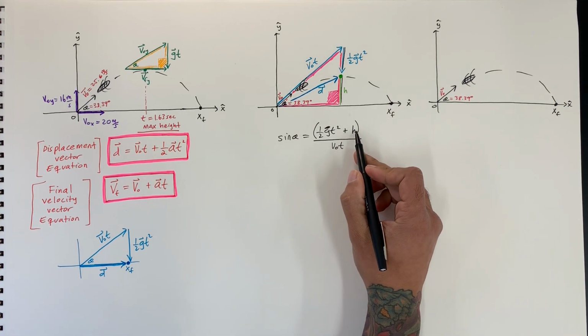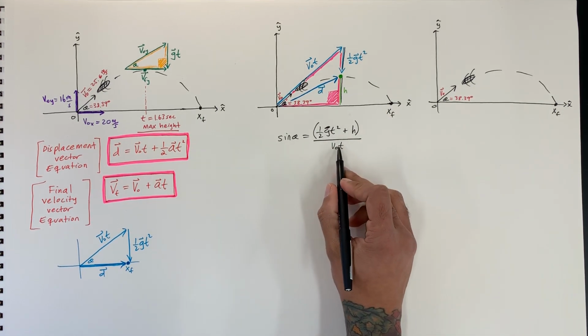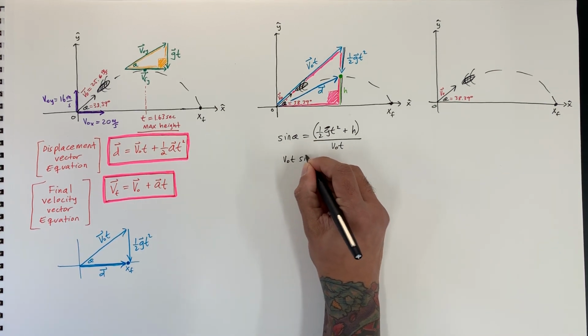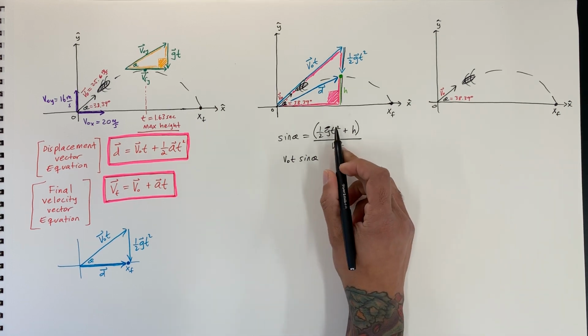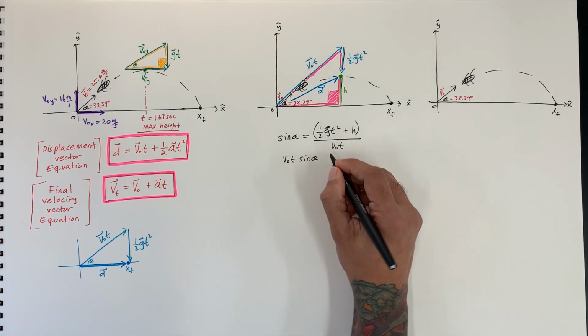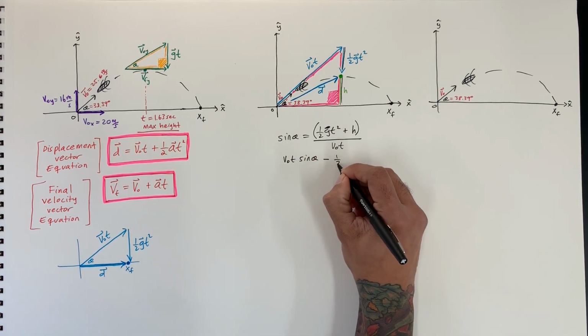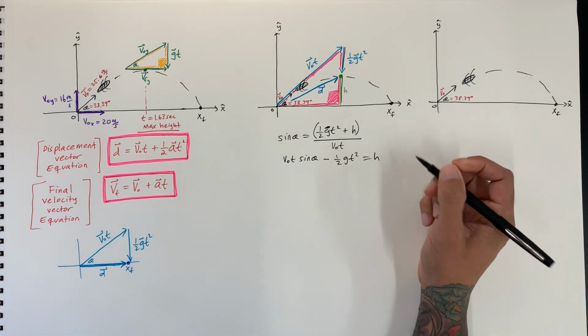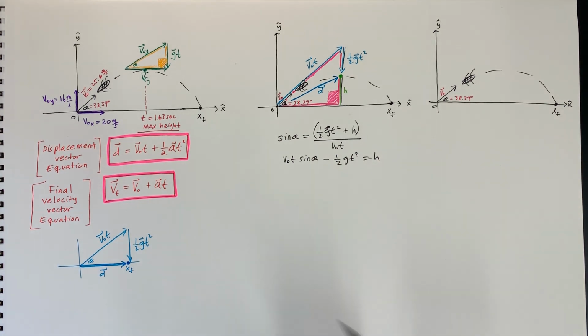So now let's solve for h. We're gonna pass the v naught over here, so we're gonna have v naught t sine theta, and we're gonna pass this to the other side, making it negative 1/2 gt squared equals h. And now we see that we have all the values that are necessary to solve for h.